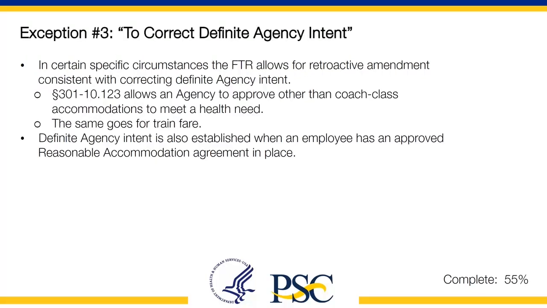In certain specific circumstances, the FTR allows for retroactive amendment consistent with correcting definite agency intent. Section 301-10.123 allows an agency to approve other than coach class accommodations to meet a health need. The same goes for train fare. Definite agency intent is also established when an employee has an approved reasonable accommodation agreement in place.